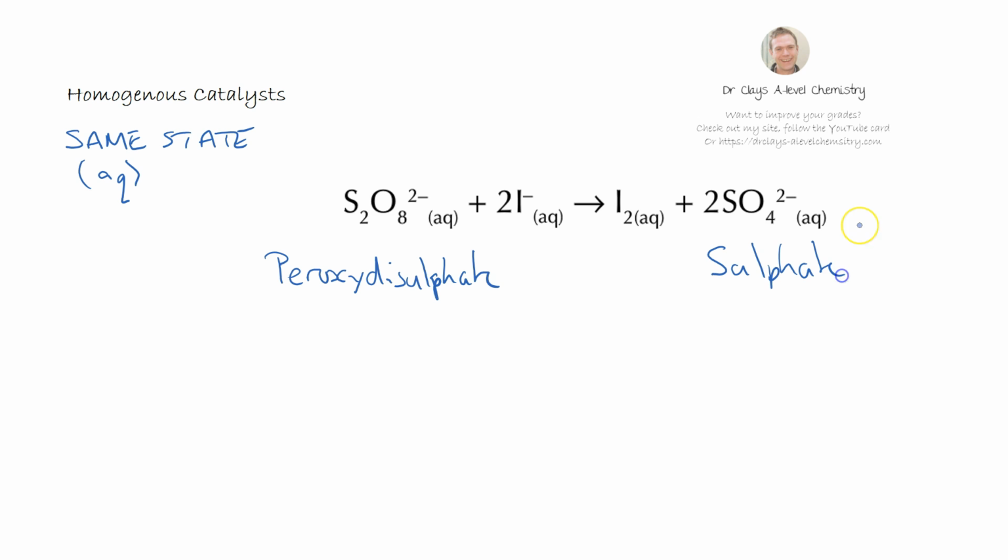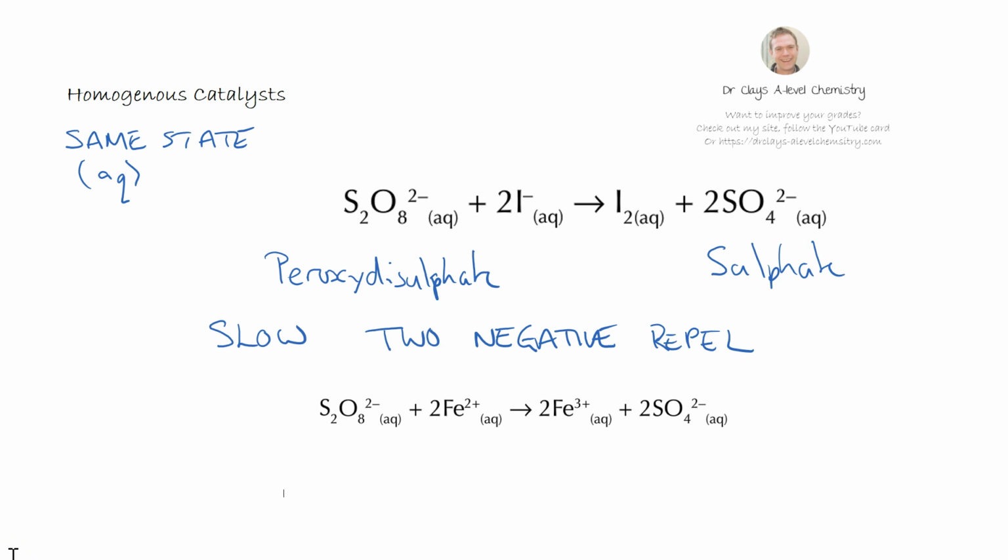And what we find is this reaction is very slow to start with, and we find that it's slow because the S2O8 2- and the I- are both negative. So we've got two negative ions, and the result of two negative ions is that they are going to repel one another and therefore are less likely to react. This reaction then is catalyzed by Fe2+, and it's done so in a two-step reaction.